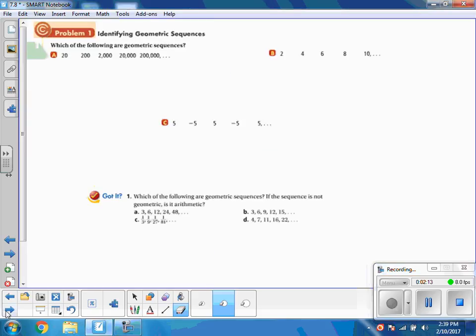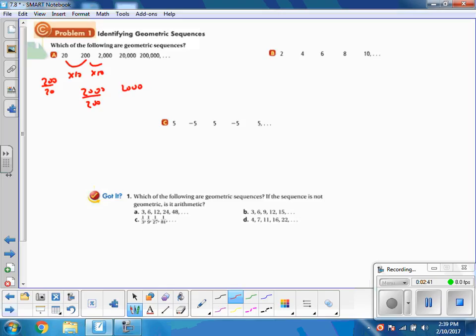So let's practice this, because that was a whole lot of words and a whole lot of stuff. Which of the following is a geometric sequence? Remember, a geometric sequence plays out when I see a common ratio. So I can look at 200 over 20, and that is times 10. 2,000 over 200 is times 10. 20,000 over 2,000, times 10. So I can see my common ratio is times 10. This indeed is a geometric sequence.